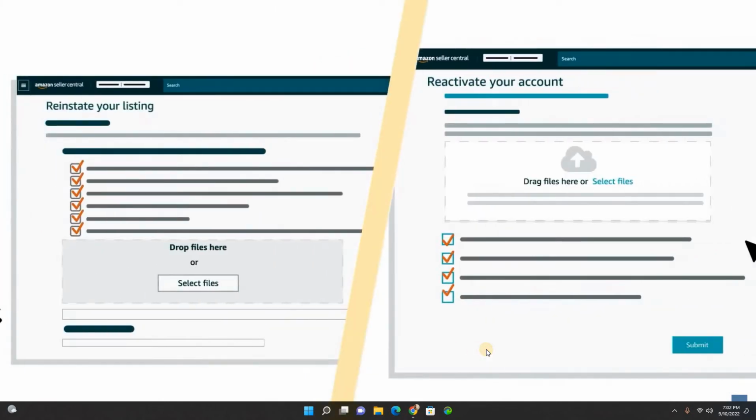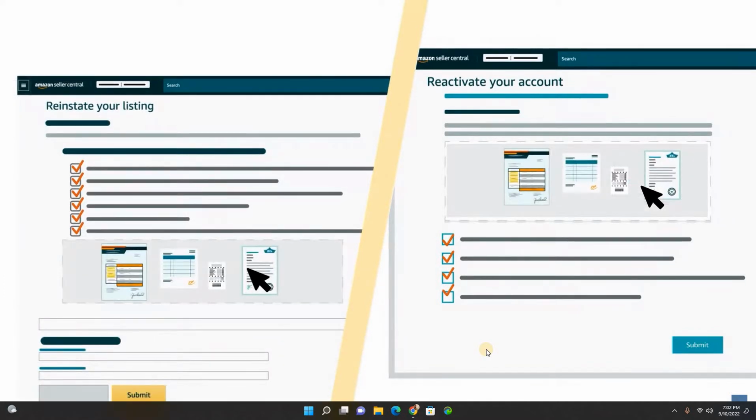Upload your documents by either drag and dropping or selecting the files. Once all of the documents have been uploaded and the checkbox is checked, click Submit.